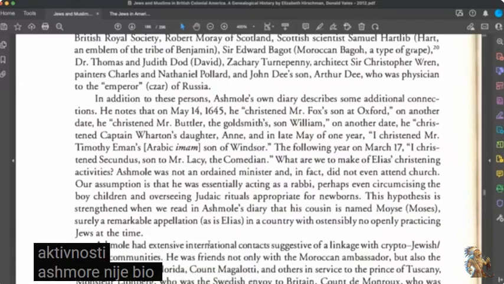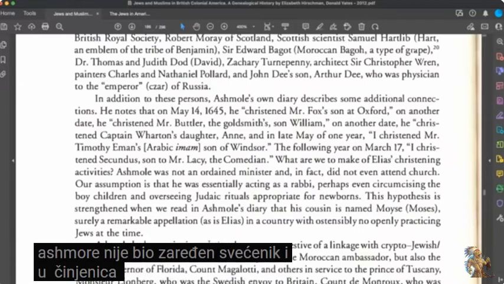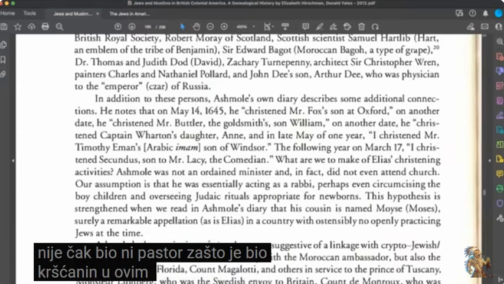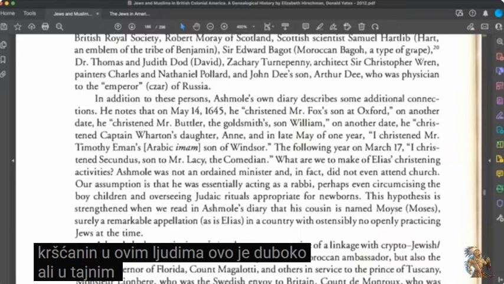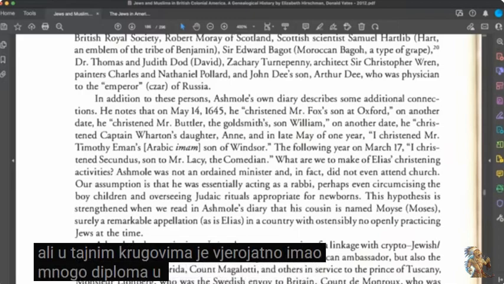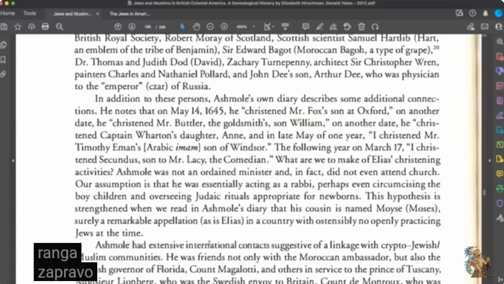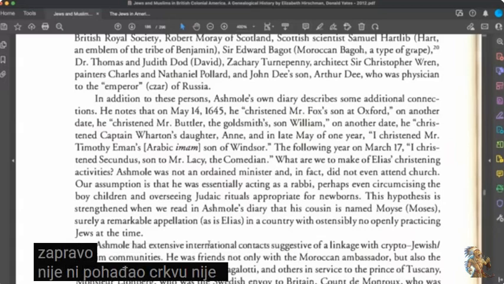Ashmole was not an ordained minister, and in fact did not even attend church. He wasn't even a pastor. Why was he christening these people? This is deep. But in secret circles, he probably had a lot of degrees, right? He had a lot of rank. He didn't even go to church.